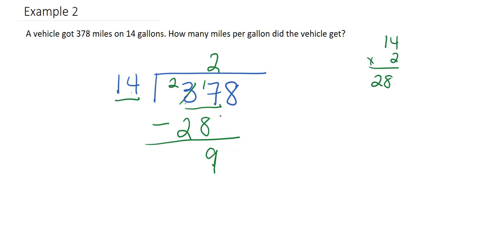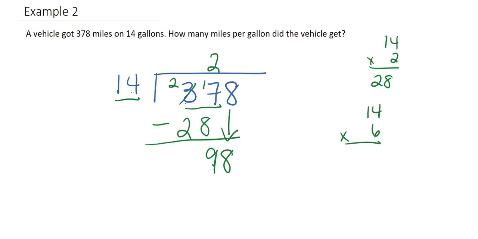So now 14 is larger than 9, so that's a good thing. So we know we don't need to increase this anymore. But then our next step would be to move on and bring down that 8. Now 14 can go into 98 how many times? Well, notice that if that's 28, we can at least go into it about 6 times, because 30 times 3 would be 90, and then 2 times 3 would be 6. So let's go ahead and do that.